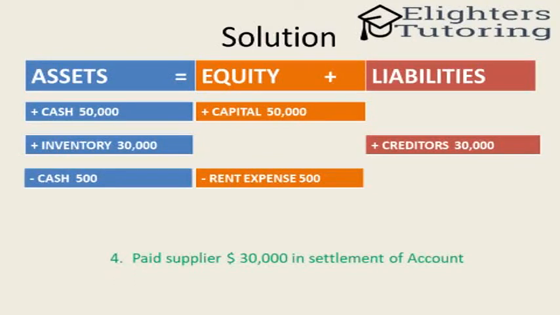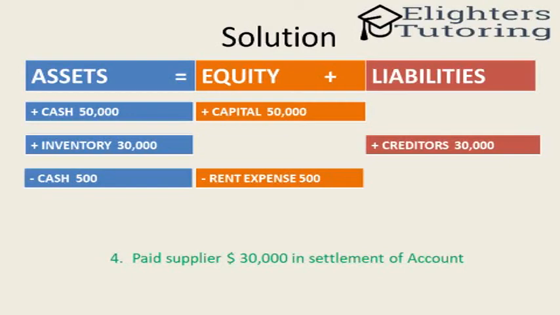Paid suppliers $30,000 in settlement of account. When you hear about settlement of an account, it means there was a certain debt that existed in the business and we need to cover it, or we have to pay it now. If you check, that was in our transaction number 2, where we bought inventory or goods on credit for 30,000. So we are paying this, or we are settling the debts.